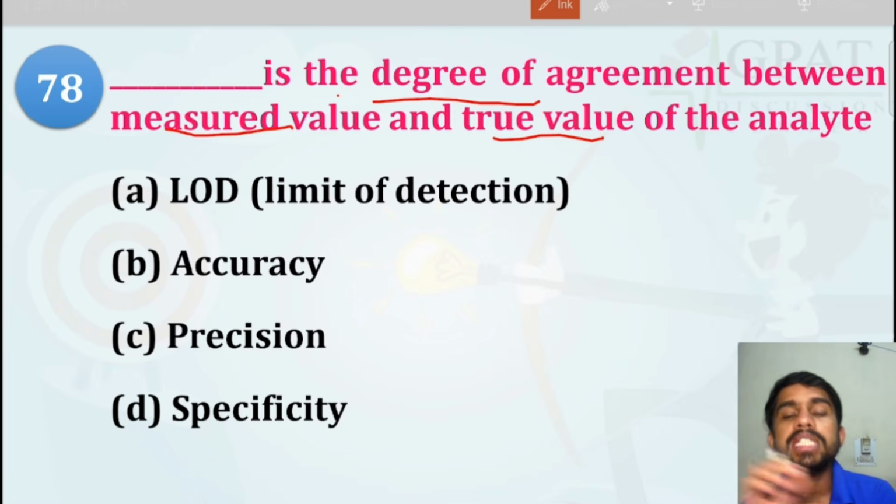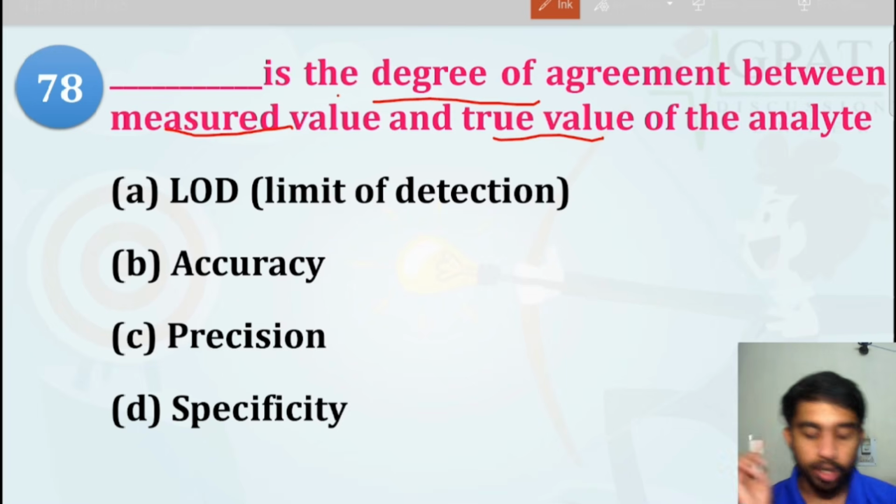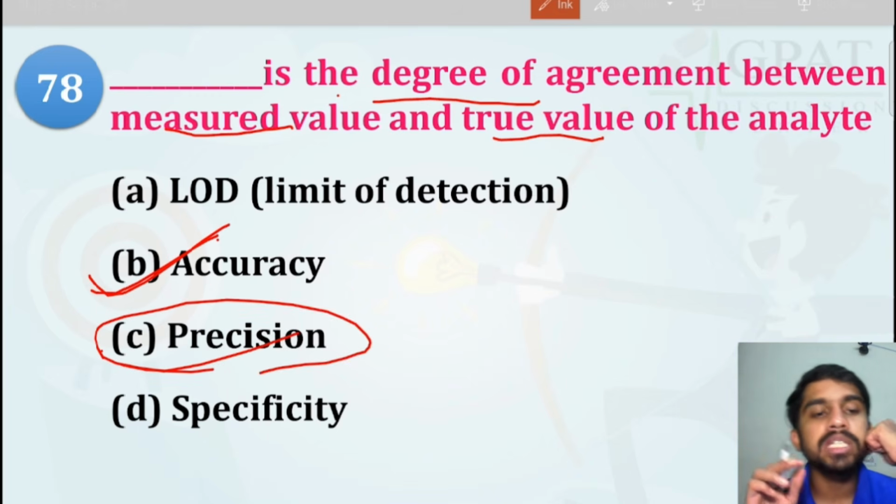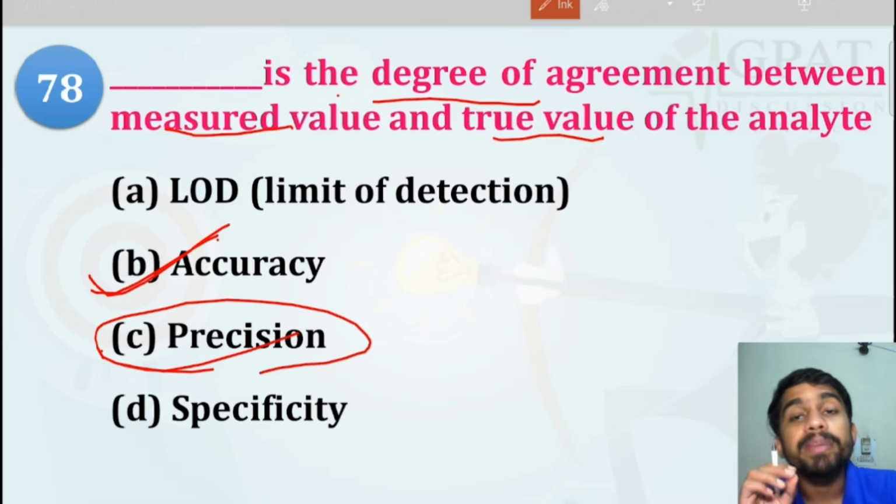If there is a closeness between measured value and true value, that phenomenon comes under what? That comes under accuracy. What is precision? Precision is your consistency.